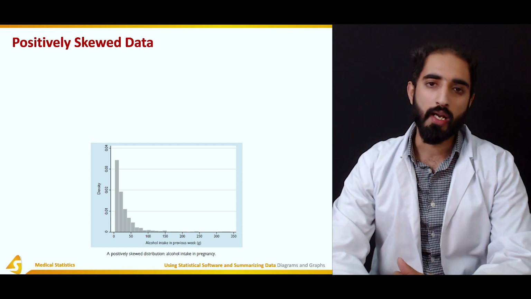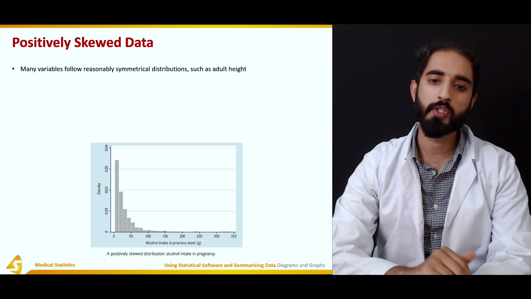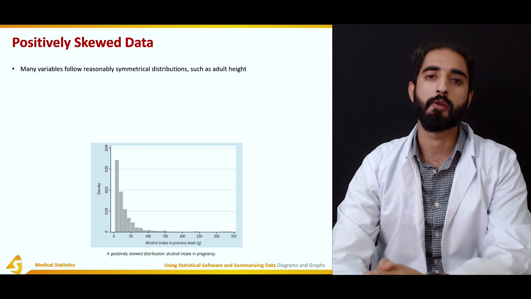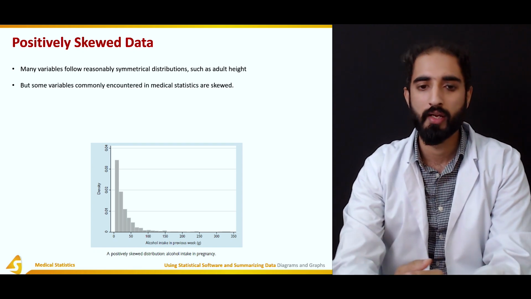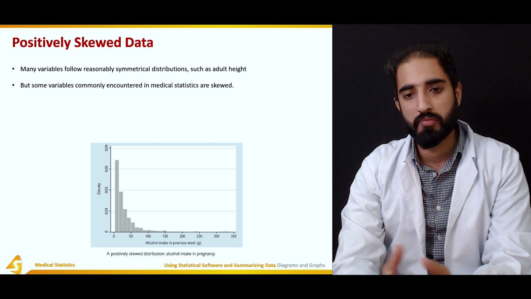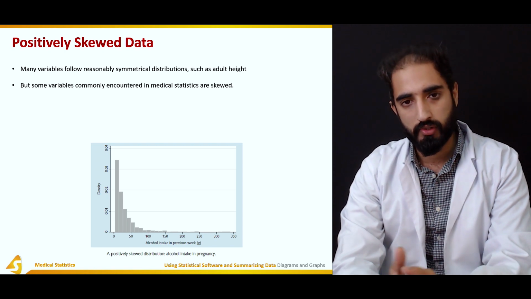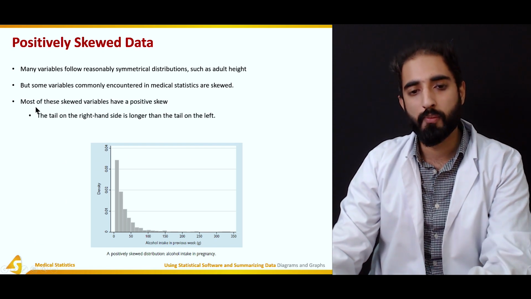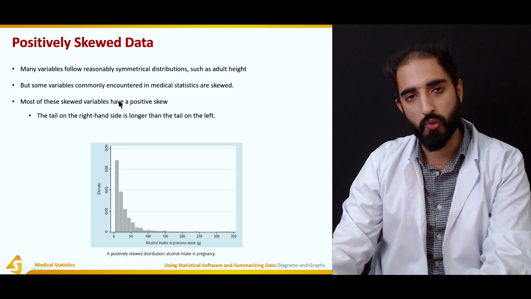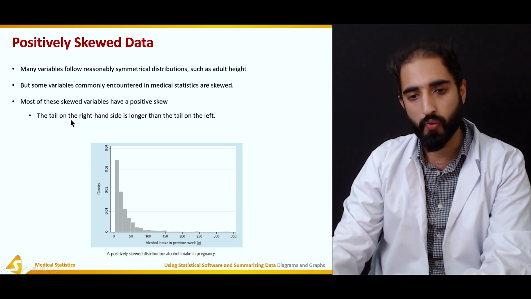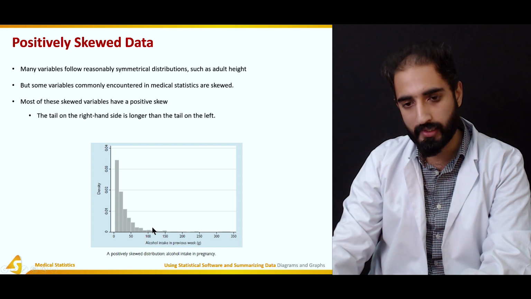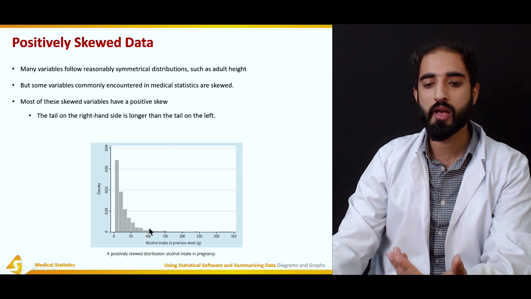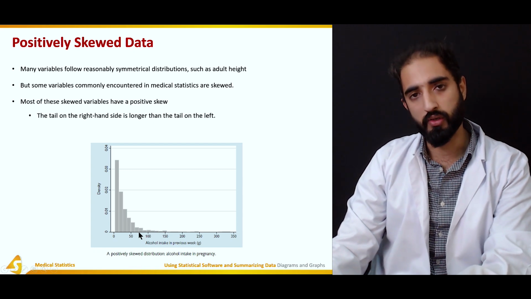Now, positively skewed data. What is a positively skewed data? So many variables follow reasonably symmetrical distributions such as adult weight and height, but sometimes they can be skewed and abnormally distributed, and this is known as skewed data. So if you look at this picture here, most of these skewed variables have a positive skew. And what is a positive skew? The tail on the right hand side is longer than that of the tail on the left. So this is known as a positive skewed distribution.